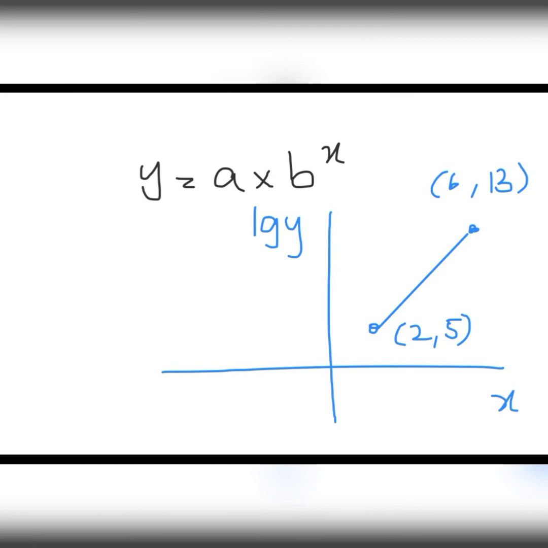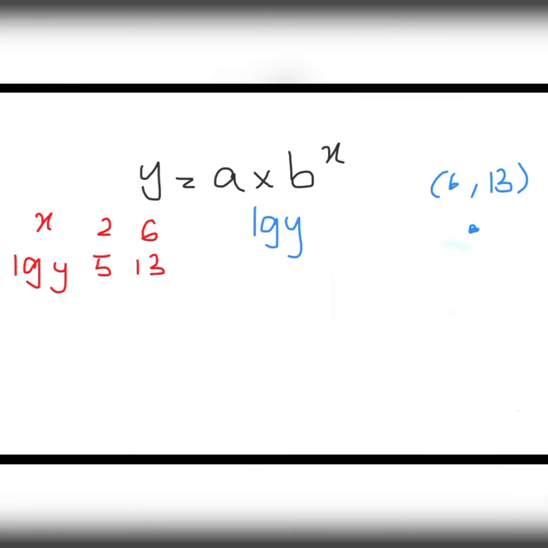So if we just quickly bring this linear graph into a table form, I have x and I have lg y. When x is 2, lg y is 5. When x is 6, lg y is 13. That's all we'll be needing from this graph. And now, moving on to solving this and finding the value of a and b. First, we need to bring it in the form y is equal to mx plus c, because the graph that we're given is a linear graph. And obviously, it involves lg y somewhere, which is why they gave us that graph, right?